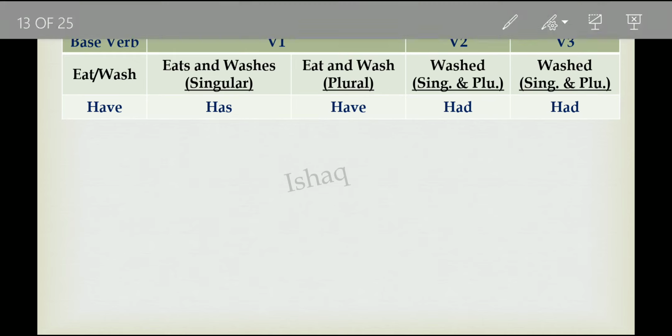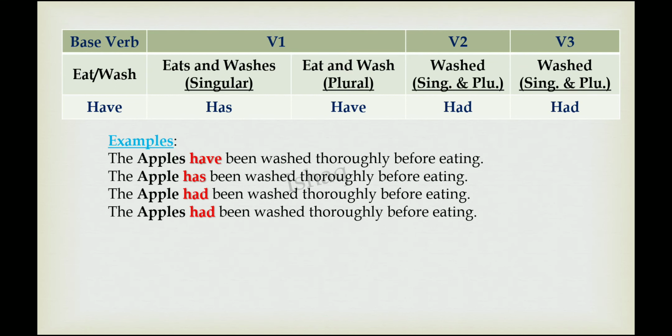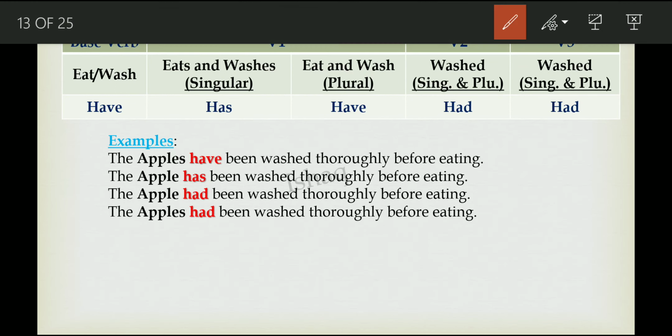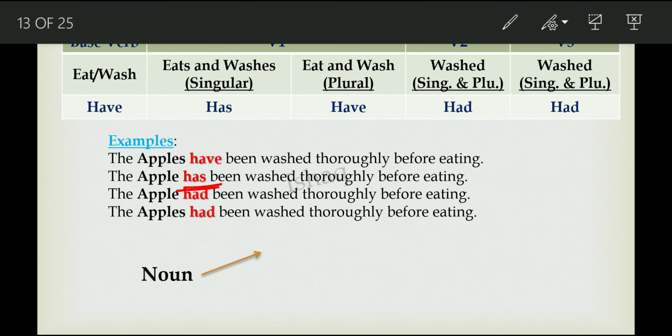So the same thing we have mentioned. Here you can see some examples: the apples have been washed thoroughly before eating. The apple has been washed thoroughly before eating. The apple had been washed thoroughly before eating. The apples had been washed thoroughly before eating. So from here we can get one thing, that all these are our nouns.